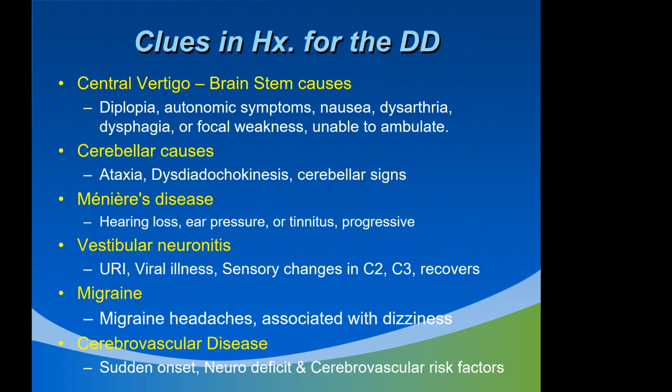Vestibular neuronitis: an upper respiratory tract infection will be there. They will have it through the eustachian tube. It enters the vestibule and then produces vestibular neuronitis. Sensory changes may be there in C2 and C3, and it recovers faster. Sometimes the vestibular function may recover, but the auditory function will remain permanently impaired.